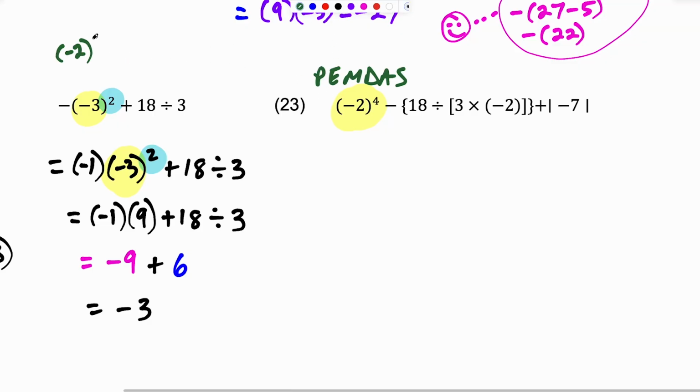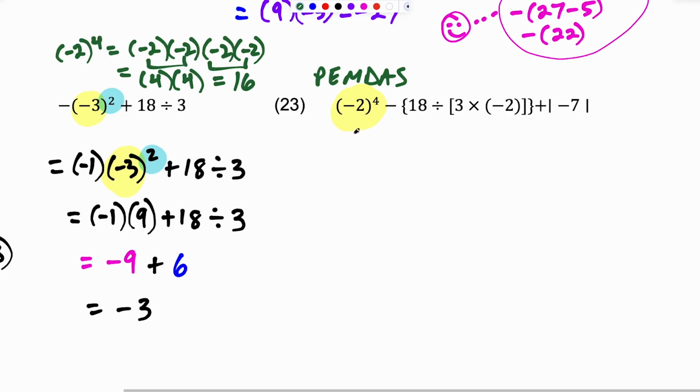So negative 2 to the fourth power is the same thing as negative 2 times negative 2 times negative 2 times negative 2. And this we could go in pairs. We get negative 2 times negative 2 is positive 4. We get negative 2 times negative 2 is still positive 4. And then 4 times 4 is 16. So this starts off as 16 minus.